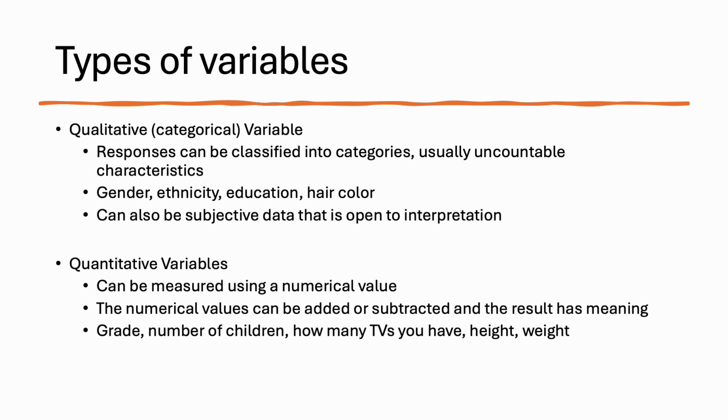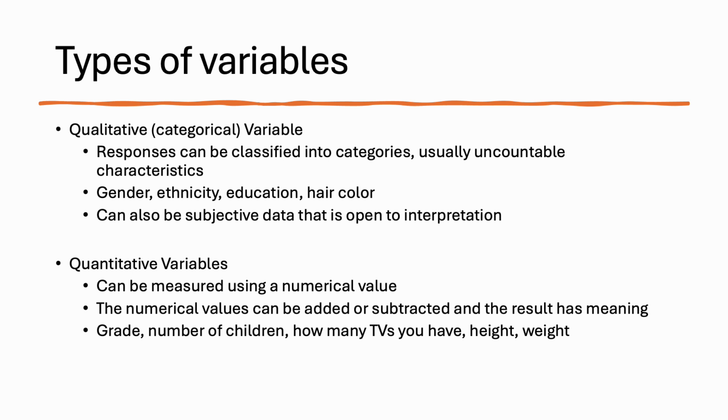The other type of variable is a quantitative variable. So if I ask a question and the response to my question is a numerical value, then that is a quantitative variable. And it's very important that these numerical values are values that could be added or subtracted, and the result has meaning. So what I mean by that is if I take my height and I subtract my best friend's height, that would tell us who is taller and by how much.